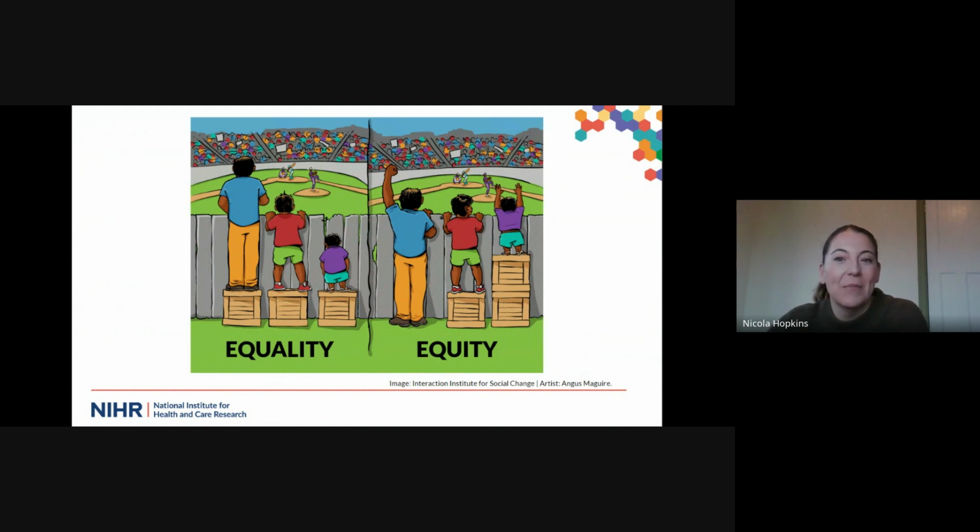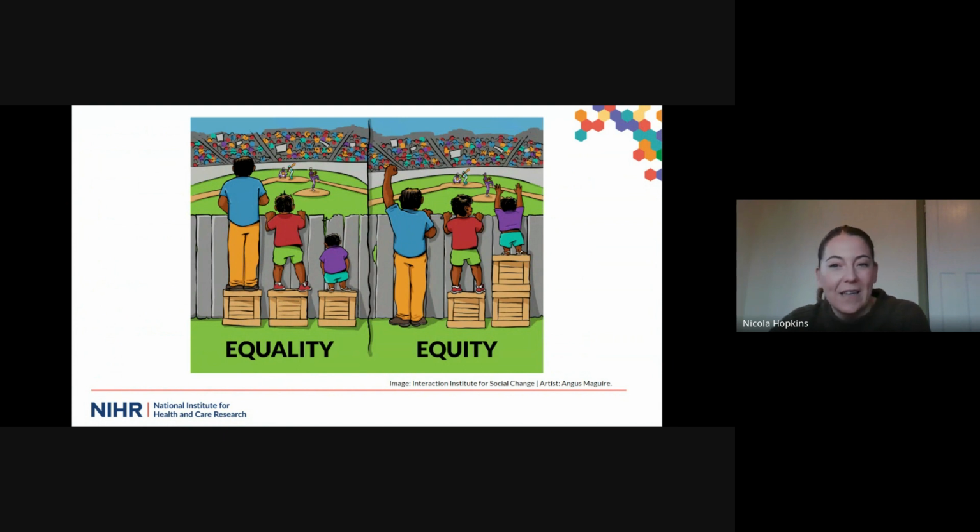But this image looks at equality in quite literal terms. So all 3 people shown have exactly the same box to stand on. And that's fine for the person that could already see over the fence. And it also works for the individual in the middle, who can now just about see over the fence now they're on the box. But the smallest of the 3 figures, even with the same size box as everyone else, still can't see the game.